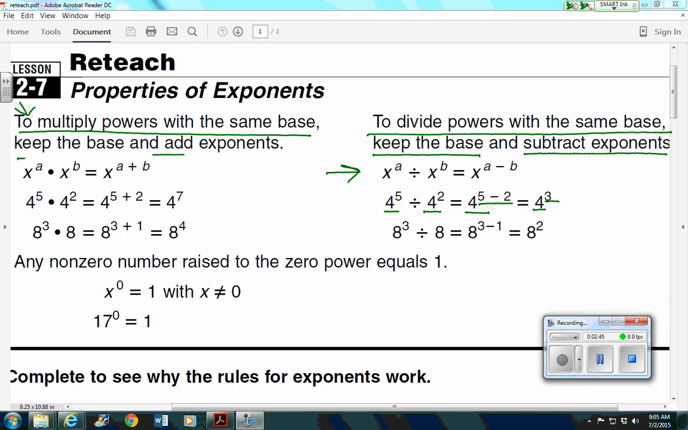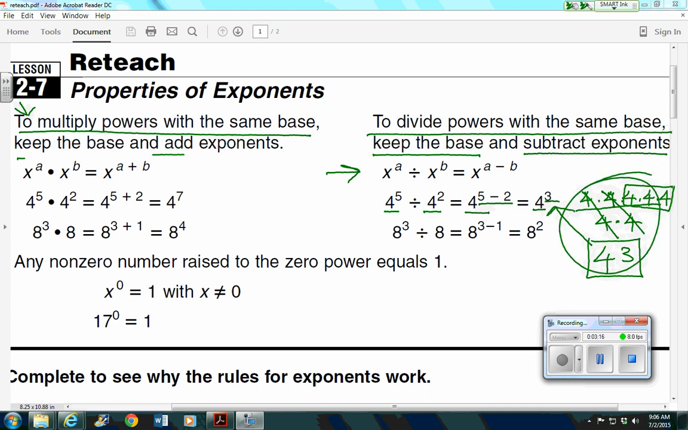If I were to write that problem out in expanded form, it would look like this: 4 times 4 times 4 times 4 times 4, that's 4^5, divided by 4^2. And then what would happen is these 4's would cancel out top and bottom, and it would leave you with just these 3 4's. So the answer would be 4^3, which is what we said. But instead of doing all of this, you can just follow the algorithm again.